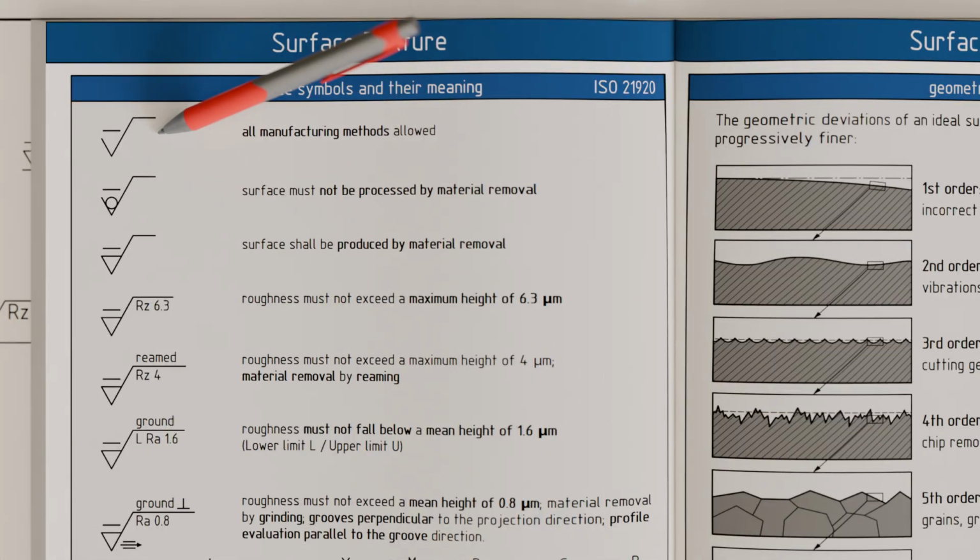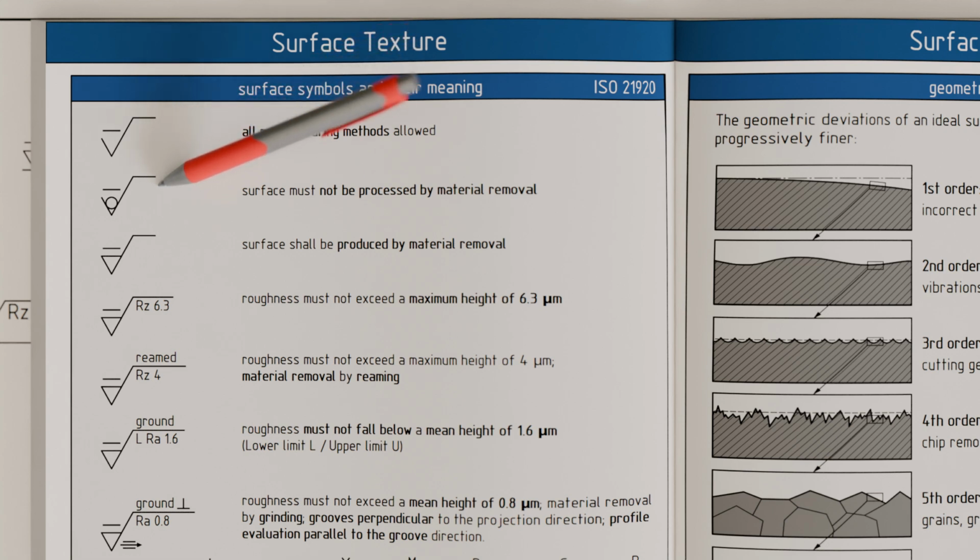The basic symbol for specifying a required surface texture is a check mark-like symbol drawn with a thin solid line. In contrast to the old standard ISO 1302, the new standard ISO 21920 adds a horizontal line to all surface symbols. This way, it can be immediately recognized from drawings whether they were created according to the old or the new standard, since the interpretation of the specifications differs slightly between the two. In the depicted basic form of the surface symbol, no specific manufacturing process is prescribed for producing the surface.